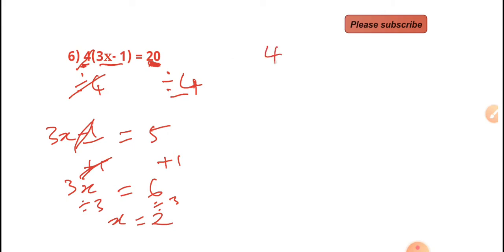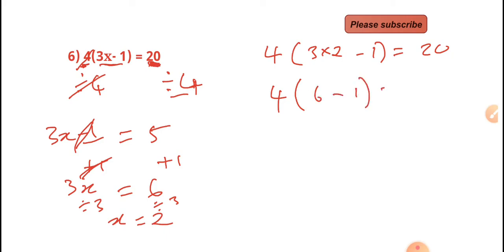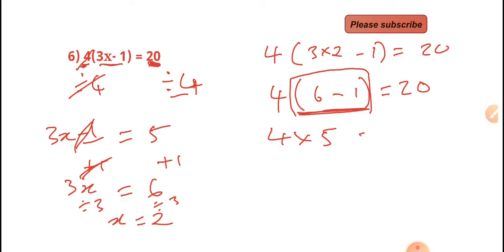We started off by saying 4 times, instead of 3x, I'm going to say 3 times 2 minus 1 is equal to 20. So 4 times, what's 3 times 2? It's 6, take away 1. Now this bit inside the bracket is equal to 5. So instead of 4 times the brackets, we're just going to say 4 times 5, because 6 take away 1 is equal to 5. So 4 times 5 is equal to 20.